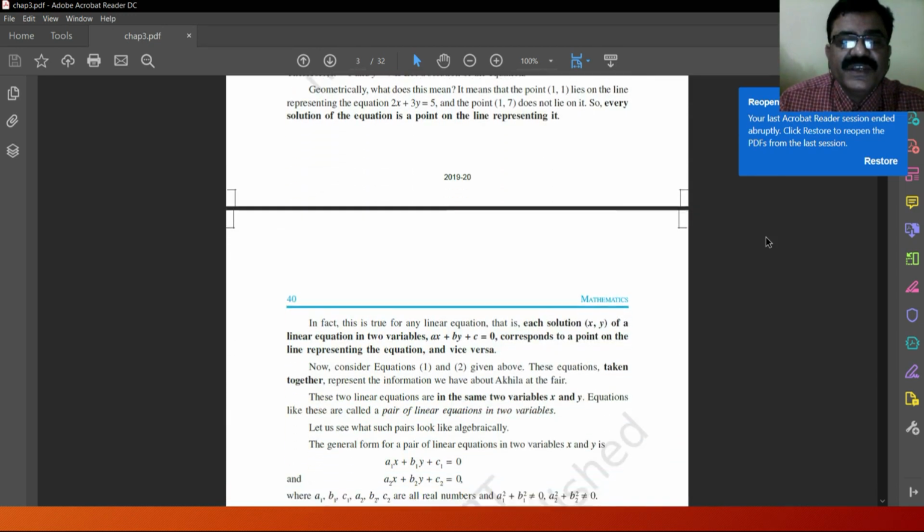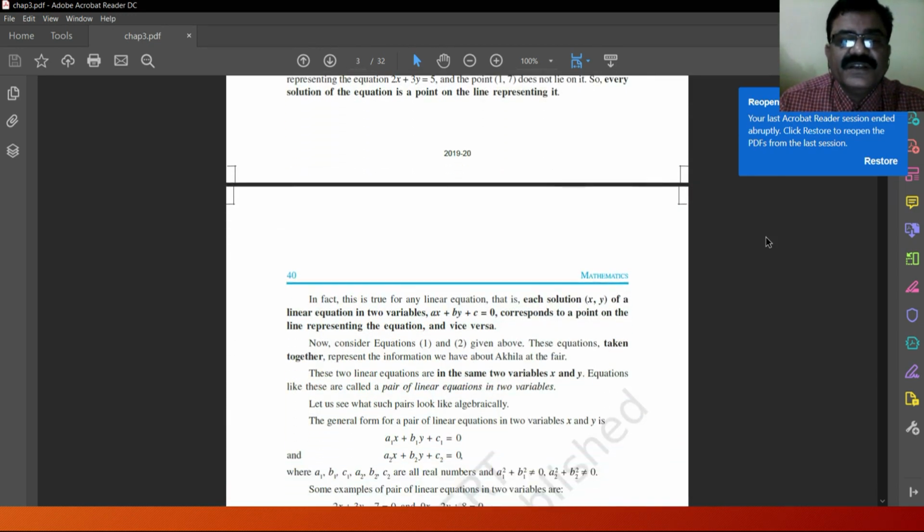Now students, in fact this is true for any linear equation, that is, each solution (x, y) of a linear equation in two variables ax plus by plus c is equal to 0 corresponds to a point on the line representing the equation, and vice versa. Now consider equations 1 and 2 given above. These equations taken together represent the information we have about Akhila. These two linear equations are in the same two variables x and y. Equations like this are called a pair of linear equations in two variables. Let us see what such a pair looks like algebraically.